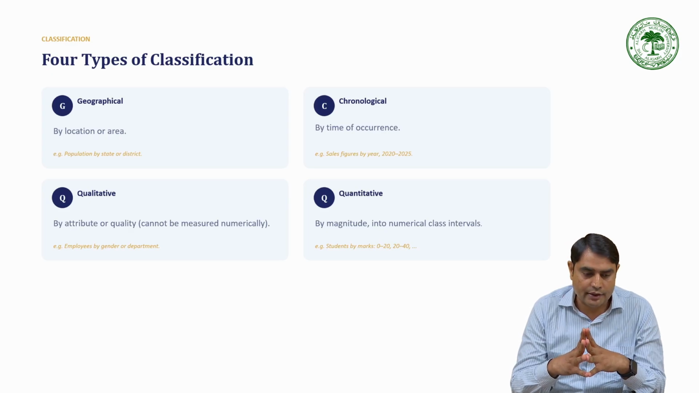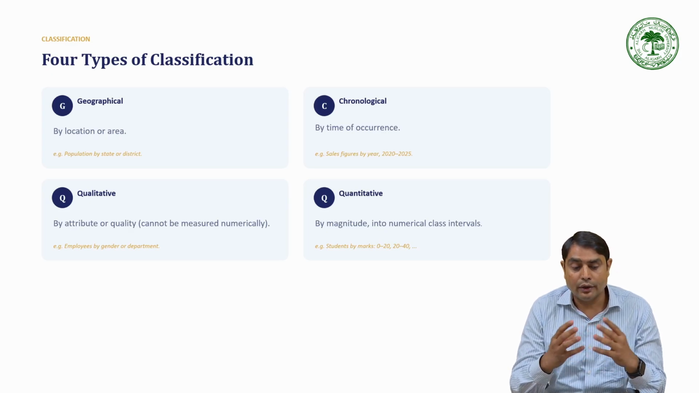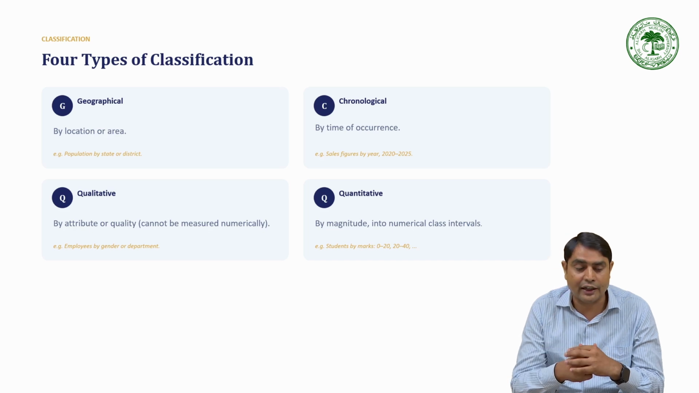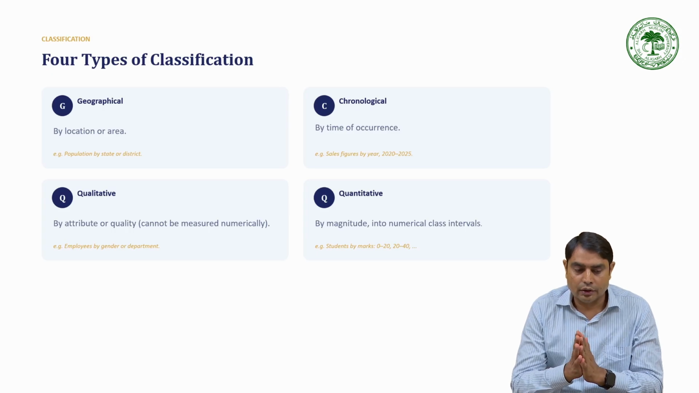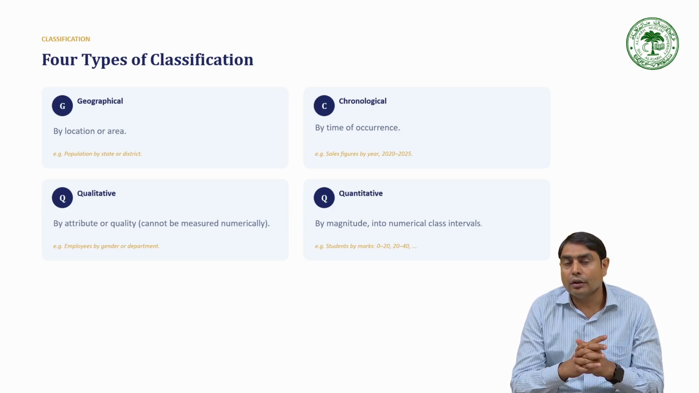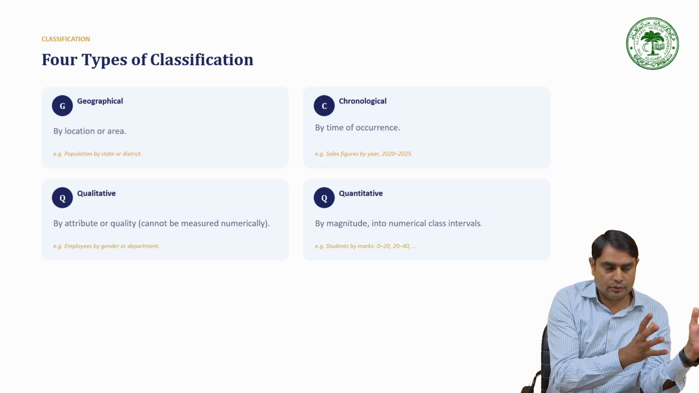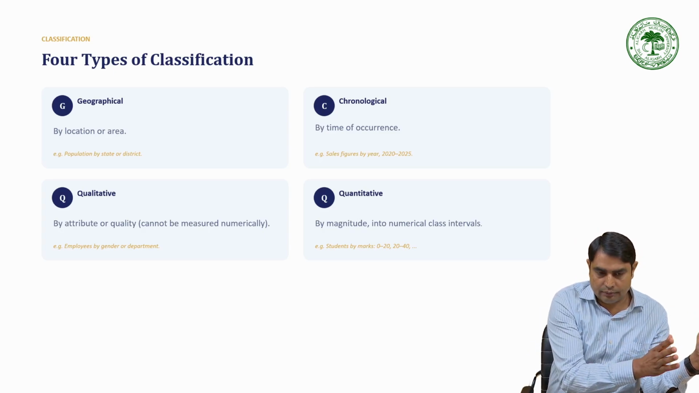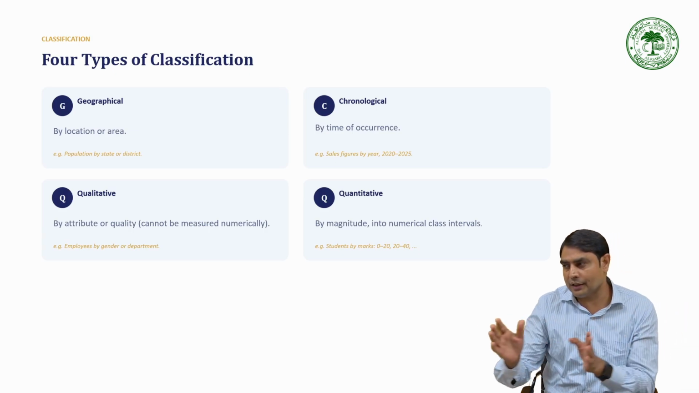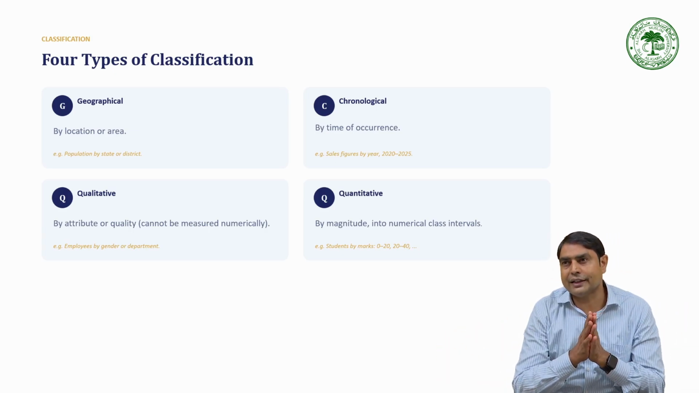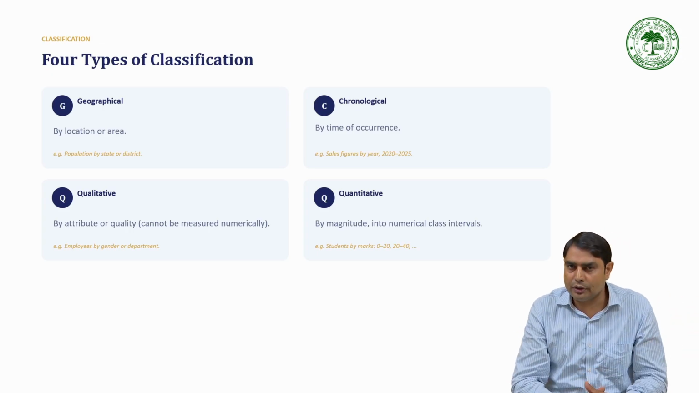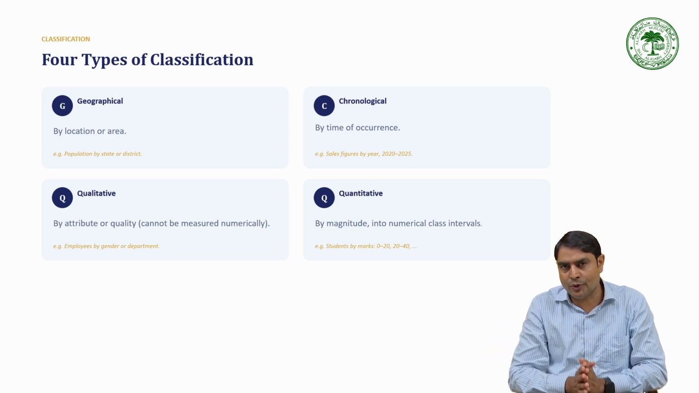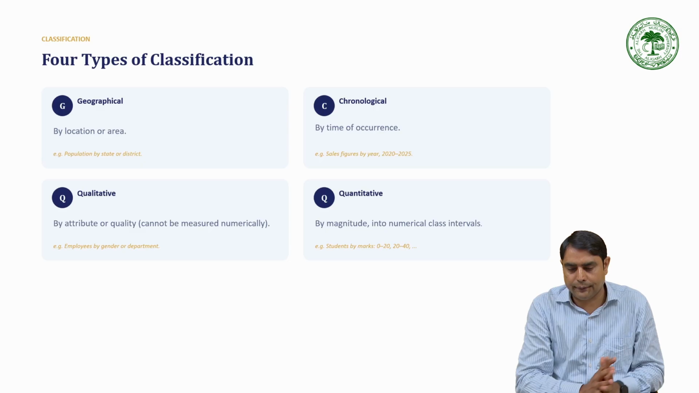Then the third type is qualitative classification. When we collect and classify the data on the basis of attribute or quality, then this is called qualitative classification. For example, these are the fair and these are the darker, or we can say these are the tall people and these are the short people, and so on. Or this is the data for smokers, this is for non-smokers, tea lovers, pet lovers, etc.